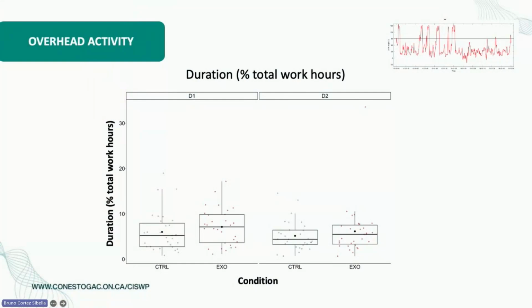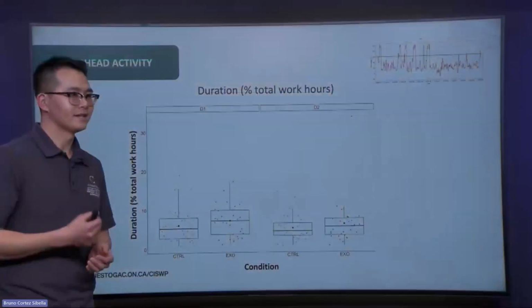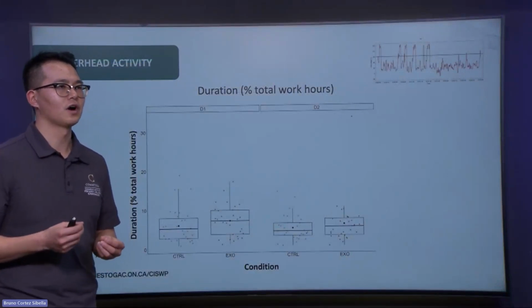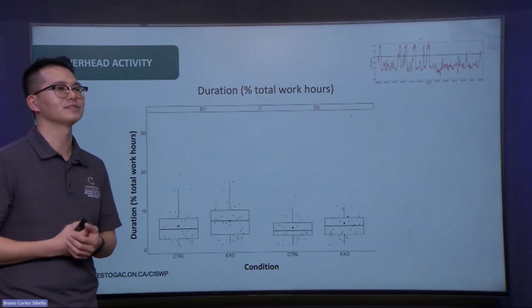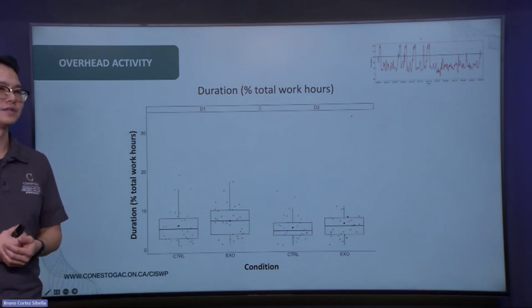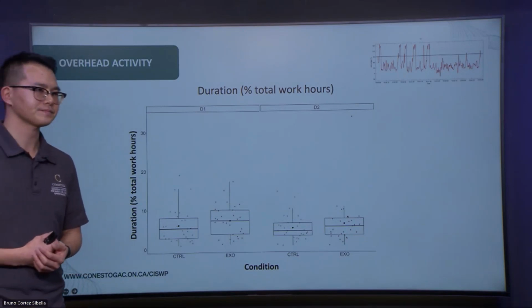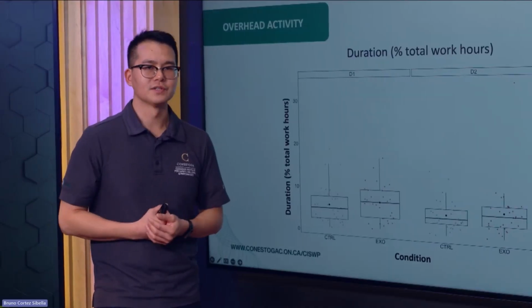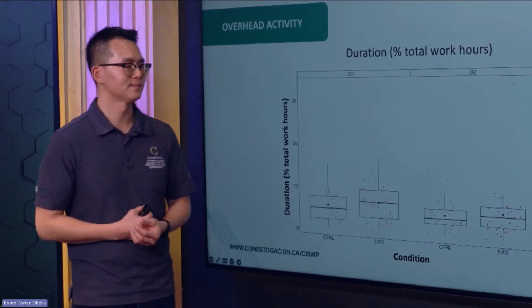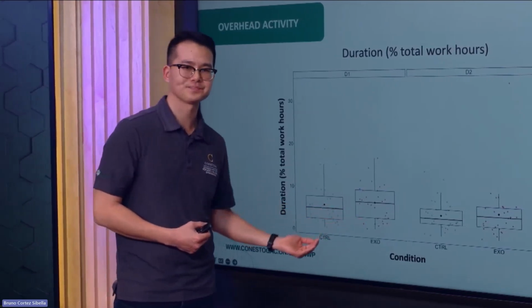Looking at the chart, we can see that workers spent about 5 to 10% of their working day with their arms above 90 degrees. And that's quite significant because, as we mentioned earlier, workers who work with arms above 90 degrees for even 5% of their days are 2 times more likely to develop shoulder injuries than those that don't. So this chart also shows that there wasn't any significant difference in overhead exposures between the 2 conditions.